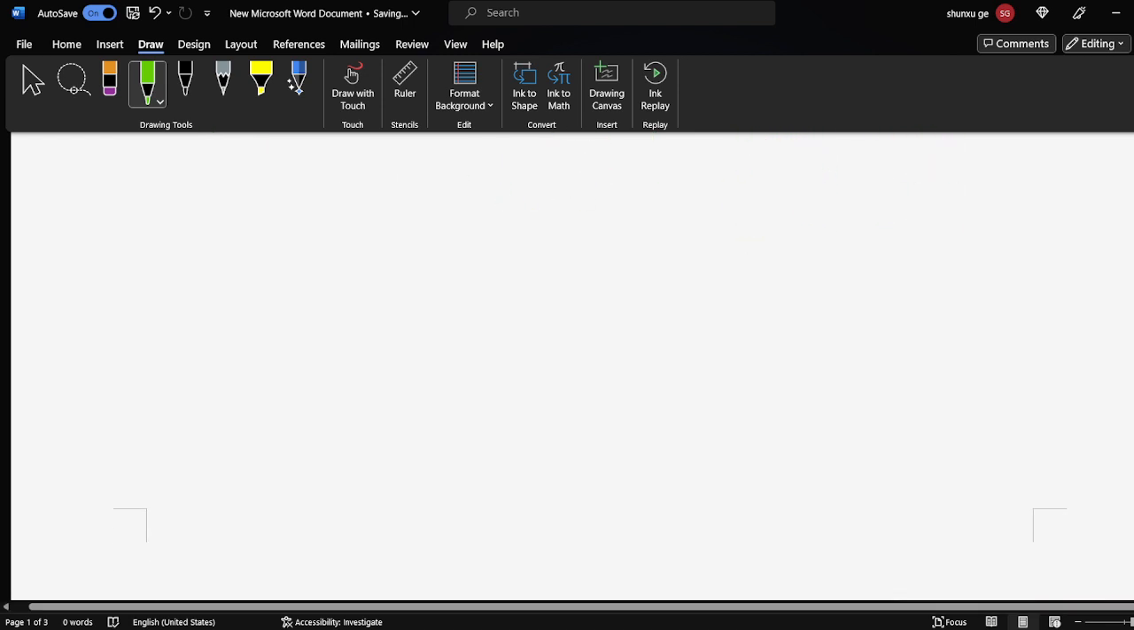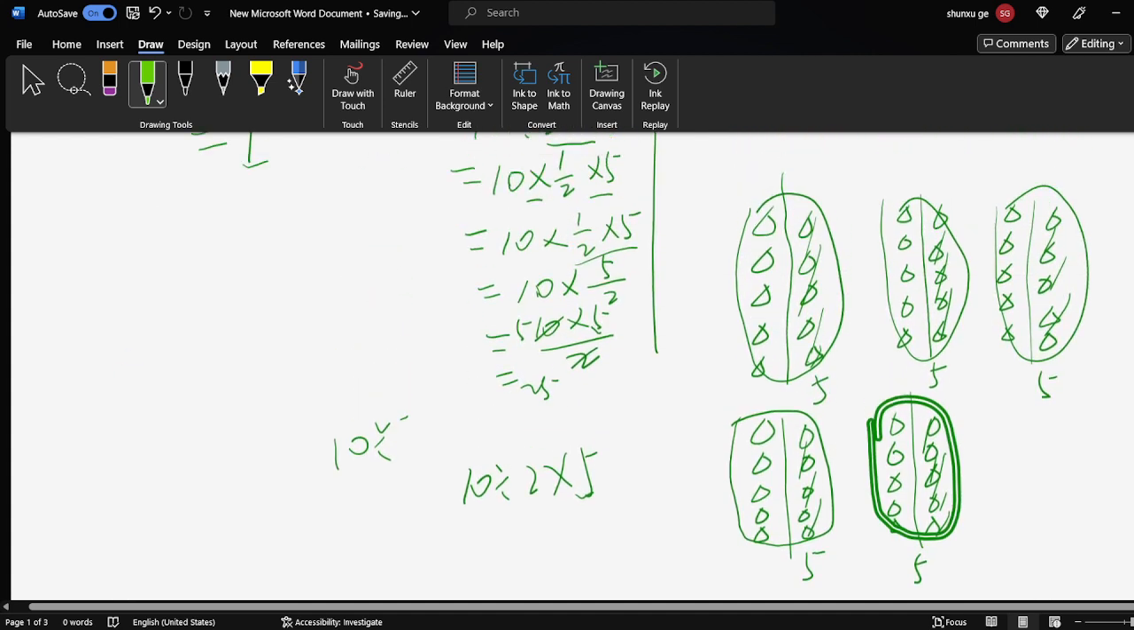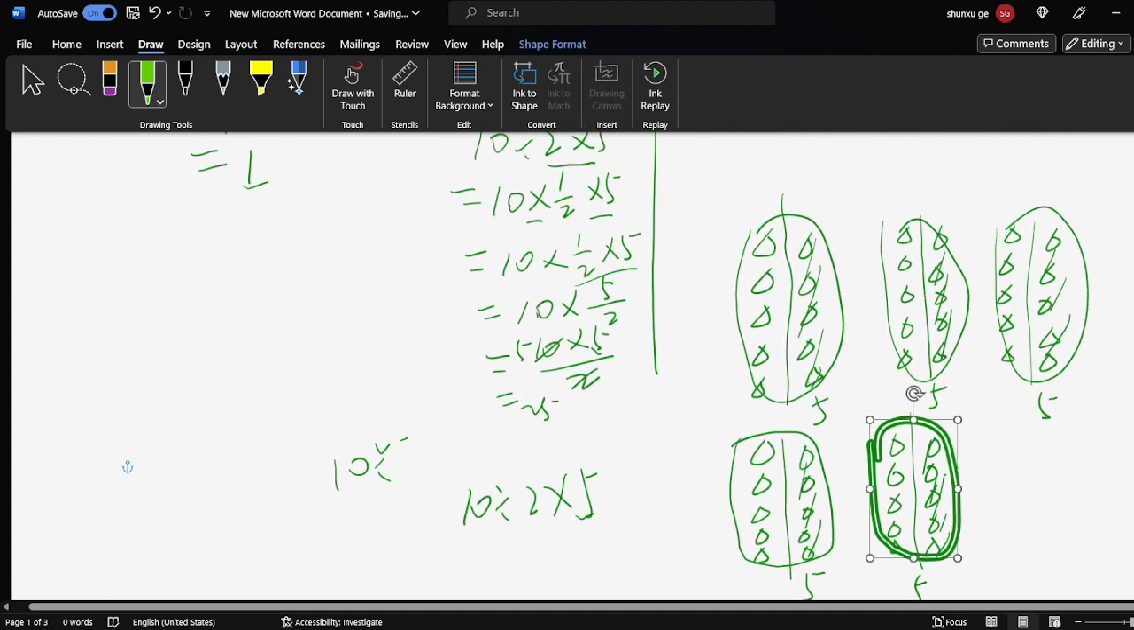Okay, then we add them together. 5 plus 5 plus 5 plus 5. So here the total is 15. 5 plus 5 is 10, 15 plus 10 is 25. So that is the real meaning of this question.